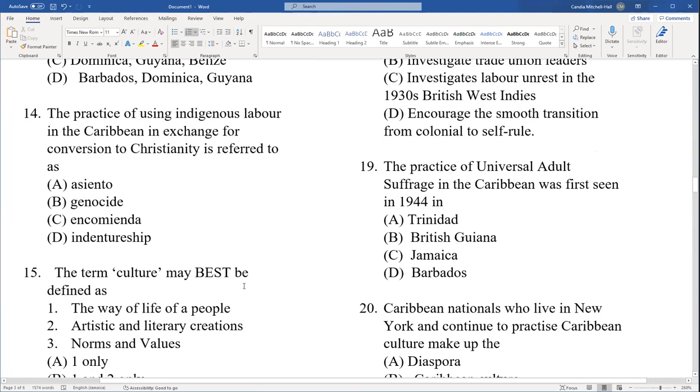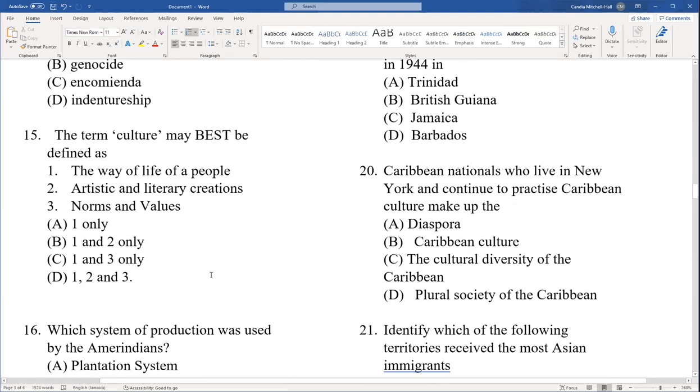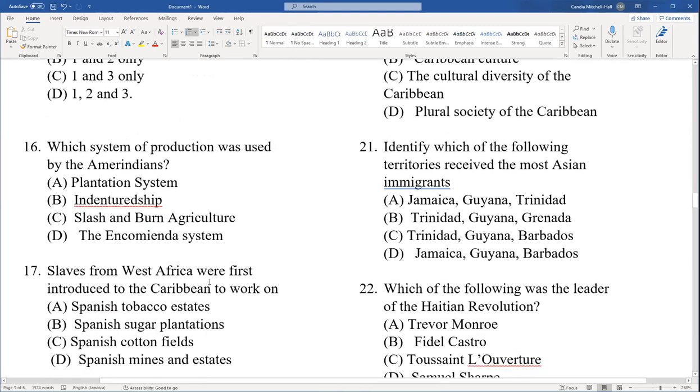14, go ahead for me, Elia. The practice of using indigenous labor in the Caribbean in exchange for conversion to Christianity is referred to as encomienda, C. Very good. 15. The term culture may be best defined as the way of life of a people, artistic and literary creations, norms and values, D. Good answers, D. Thank you very much, Elliot.